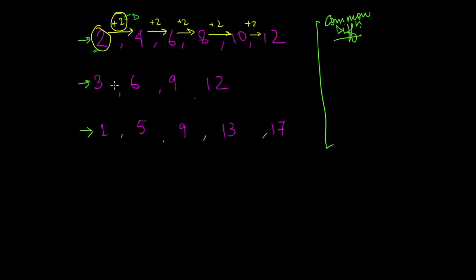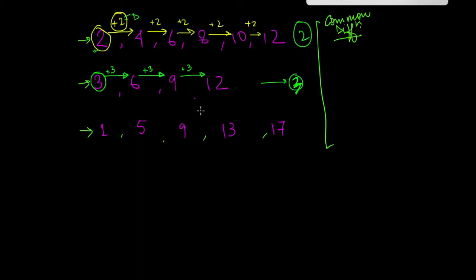Now, similarly, if you look at this series, you notice that the first number is 3, and how do you get 6 from 3? You get it by adding 3. Similarly, how do you get 9 from 6? You add 3 again. And how do you get 12 from 9? You add 3 to that. So the common difference here is 3, and the common difference there was 2.